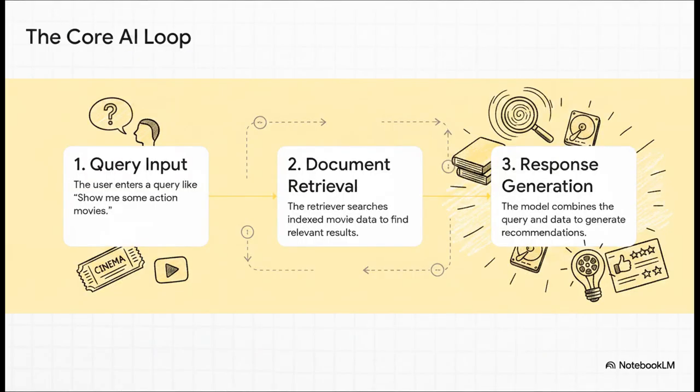So at its heart, our bot works in a really simple three-step loop. First, you ask it a question. Second, the AI zips through its memory to retrieve the right info. And third, it uses that info to generate a useful response. Ask, retrieve, respond. That's it. That's the heartbeat of this entire application.